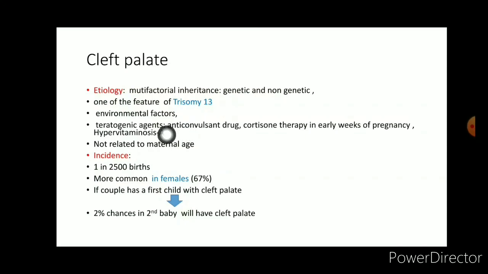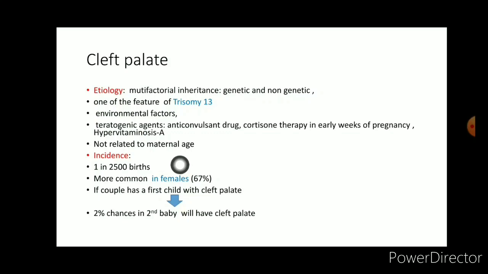Cleft palate is also caused by teratogenic agents like anticonvulsant drugs, cortisone therapy in the early weeks of pregnancy, and hypervitaminosis A during pregnancy. Cleft palate is not related to maternal age.